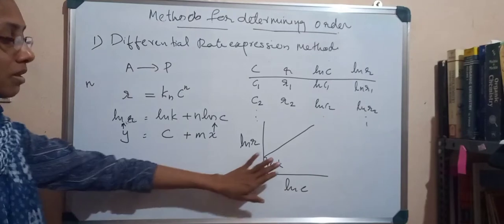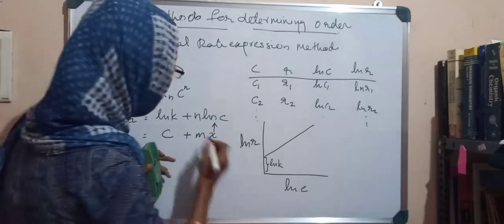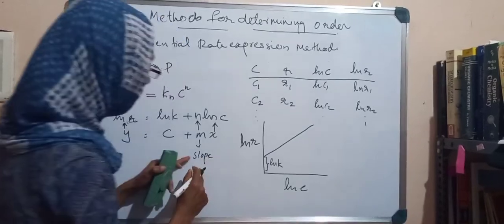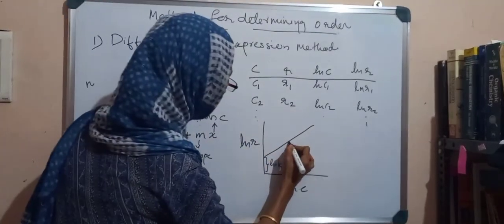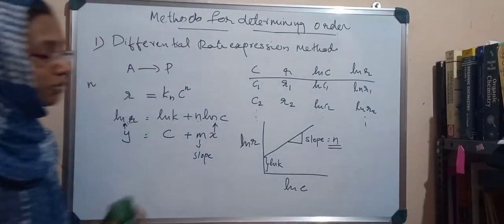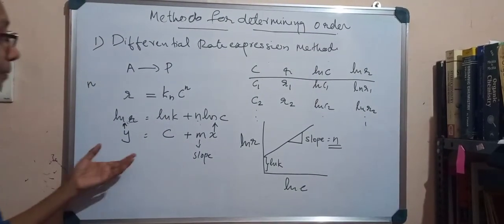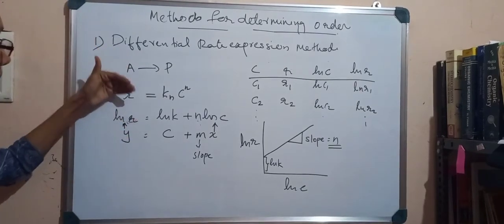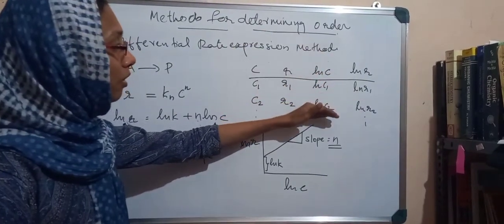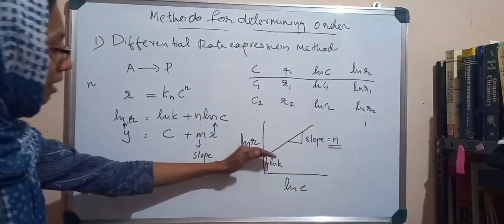So by measuring this y-intercept, we can get the rate constant of the reaction. And m is the slope. The slope of the line, m, is nothing but the order of the reaction. By measuring the slope, you can directly get the order of the reaction. This is the Van 't Hoff method, or differential rate expression method, for determining the order of the reaction. First, we calculate the rate of the reaction at different concentrations and the corresponding logarithms, and then plot a graph between ln R versus ln C.